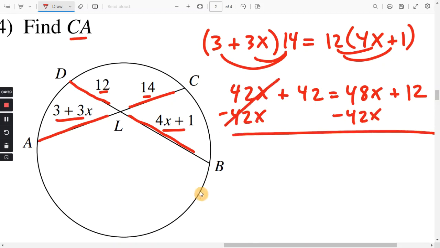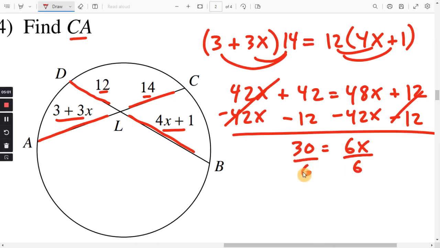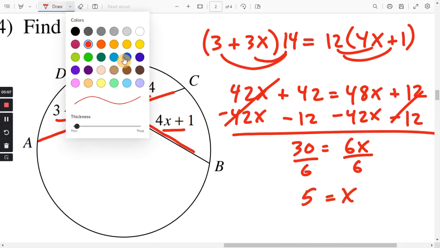Cancels here. Since x's are here, I want to get numbers on the left. Opposite of positive 12 is negative 12. Cancels here. 42 minus 12 is 30. 48 minus 42 is 6, and we still have x. Okay, the opposite of times 6 is divided by 6, and 30 over 6 is just 5. Now, that's not what they asked us.